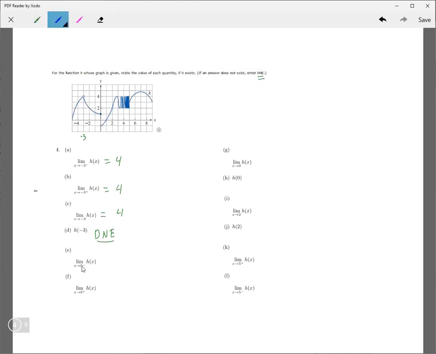Now let's look at the point 0. As you come in from the left, it's going to 1. So here's 0. That's 1 right there. As you come in to the right, you're coming down here, and that's going to -1. Overall, this goes to 1, that goes to -1. Well, those are not the same. So this one does not exist. And we discussed this, but h of 0 is right here. It's 1.